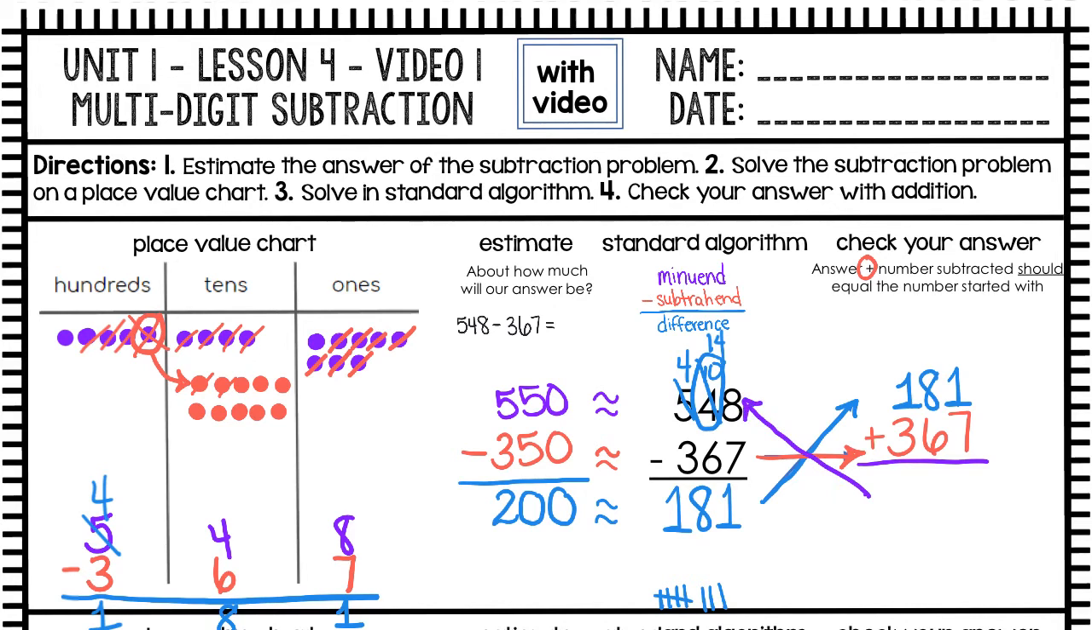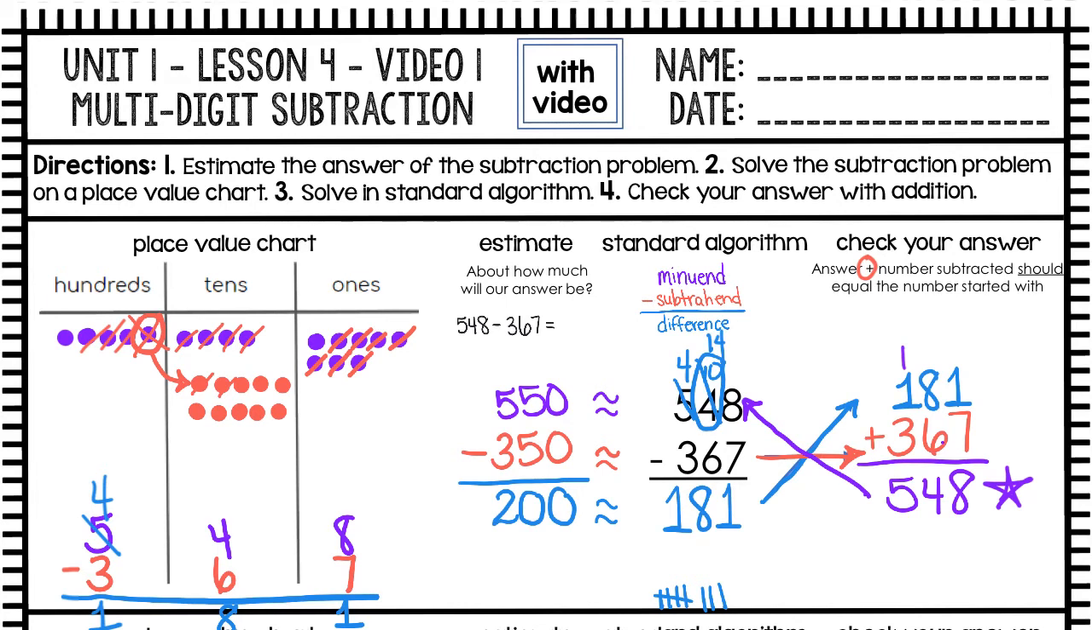So I'm adding now. 1 plus 7 is 8. 8 plus 6 is 14. And 1 plus 1 plus 3 is 5. I started with 548, so my answer is correct. I always like to give myself a star when I have checked my work, because then I know that it's right and I don't need my teacher to tell me because I already checked it.